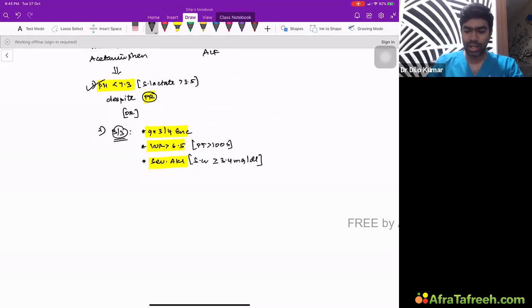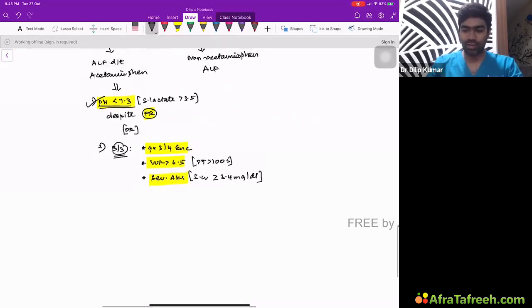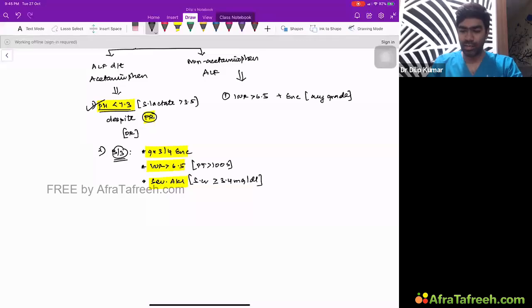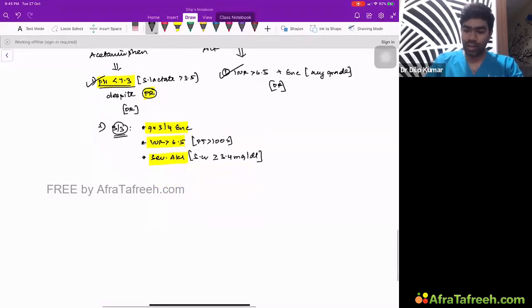So single most important indication is acidosis despite fluid resuscitation, or remaining, if all 3 out of 3 is there, then you can go for a transplantation in this scenario. As far as non-acetaminophen acute liver failure is concerned, the single most important indication is INR more than 6.5, that is severe coagulopathy plus encephalopathy of any grade. It could be even grade 1, doesn't matter. This is a single most important indication as far as non-acetaminophen poisoning is concerned. Or if 3 out of 5 is present.